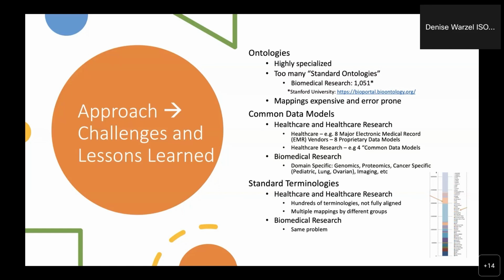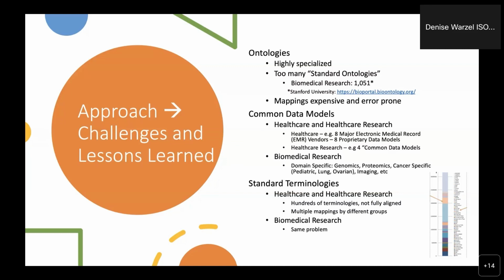The next thing we thought would be a solution is common data models. Let's just get everybody to use the same data model. This has been, I'll just say, not feasible, if not impossible. You can get groups, subsets of groups or silos who agree to use the same data models. In healthcare and healthcare research, for example, one of the major inhibitors has been that we have these major electronic medical health record companies who have their own proprietary data models that are not interoperable. And then in healthcare research, there are at least 4 what are called common data models, but they are not interoperable either.